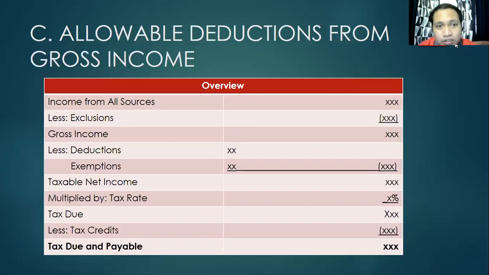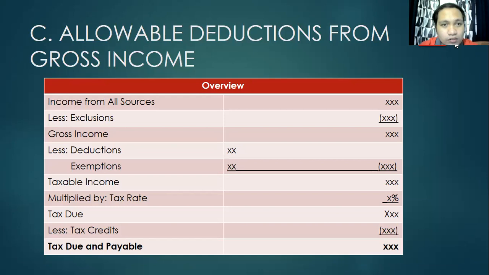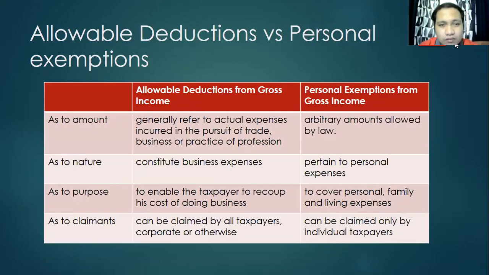Okay, so nagets nyo yung difference ng deductions sa exclusions. So yung deductions, dinededuct siya sa gross income para makuha mo yung taxable net income, taxable income. Whereas yung exclusions, dinededuct mo siya from the income from all sources na nakuha mo within the taxable year para makuha mo yung gross income, kung magkano talaga. Okay?